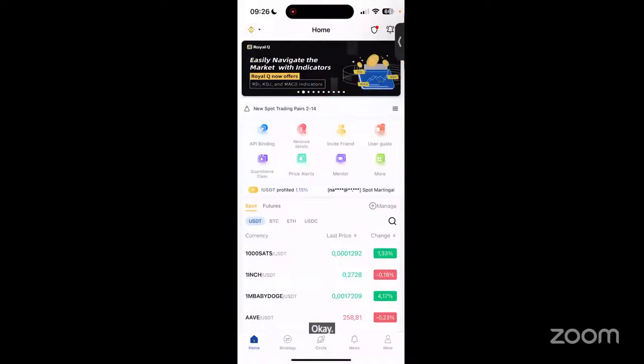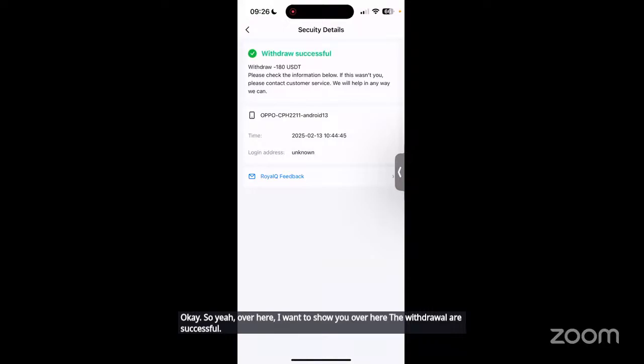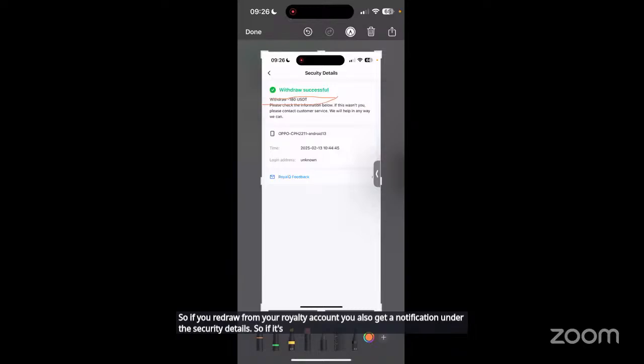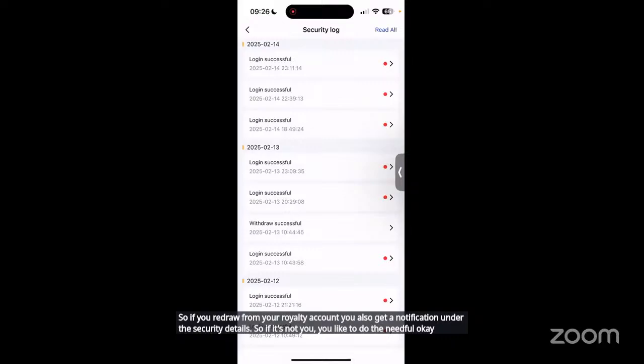So yeah, over here, I want to show you the withdrawal successful. So if you withdraw from your Royalq account, you also get a notification under the security details. So if it's not you, you like to do the needful. Okay. All right. So I tap on read all so that everything can uncheck.